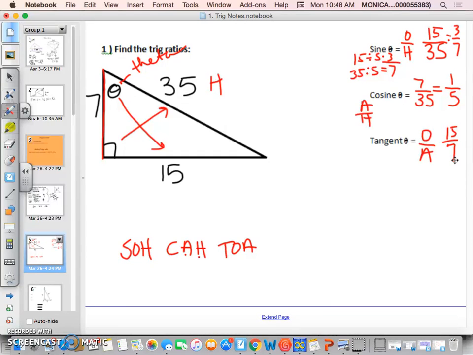So this is how you set up your trig ratios. Now let's see if we can figure out how to apply them.